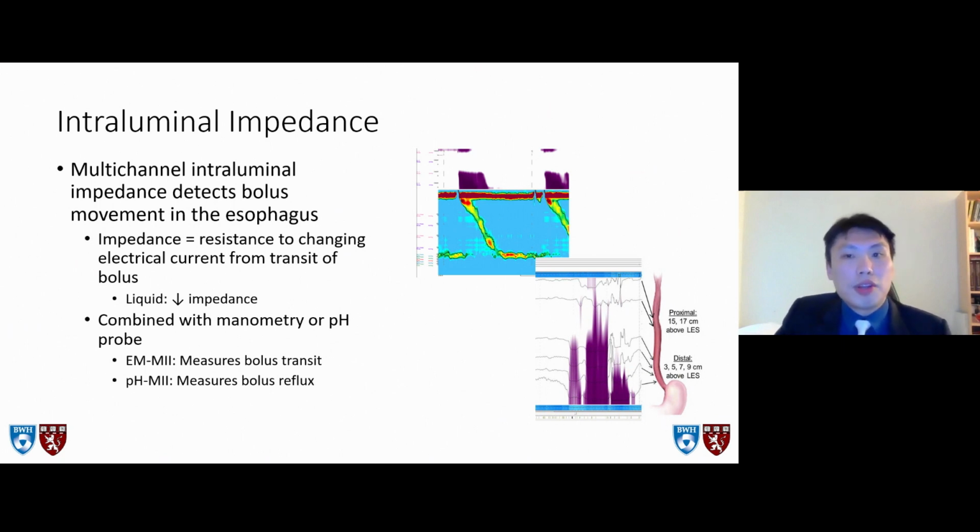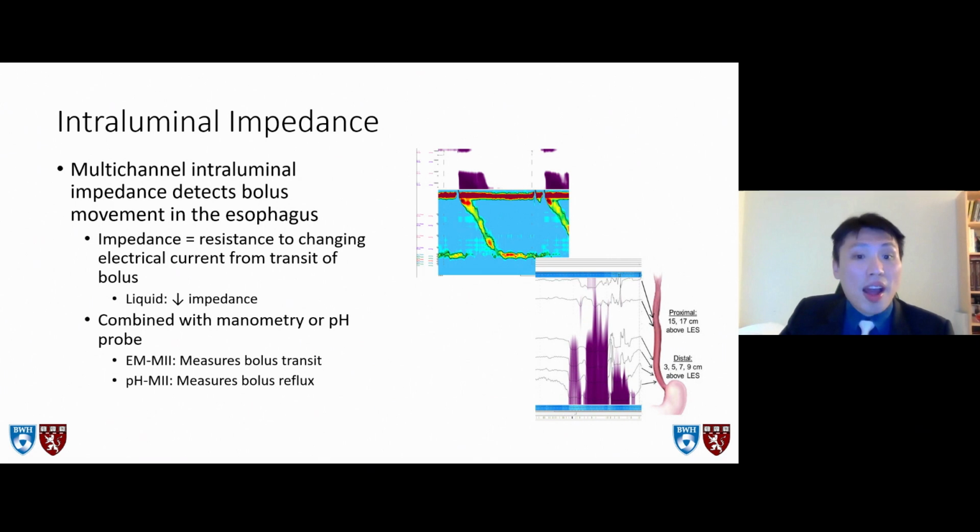Intraluminal impedance is one of the newer modalities. It involves the use of impedance technology, which is a representation of resistance to a change in electrical current from any transit of bolus throughout the esophagus. So liquid compared to air has lower resistance, which gives us a lower impedance as well. So whenever liquid passes either going up or down our esophagus, we'll see a drop in impedance as it passes through different levels of the esophagus. That will help us see whether the liquid bolus the patient is drinking is going down appropriately, or if there's a significant amount of reflux coming back up.